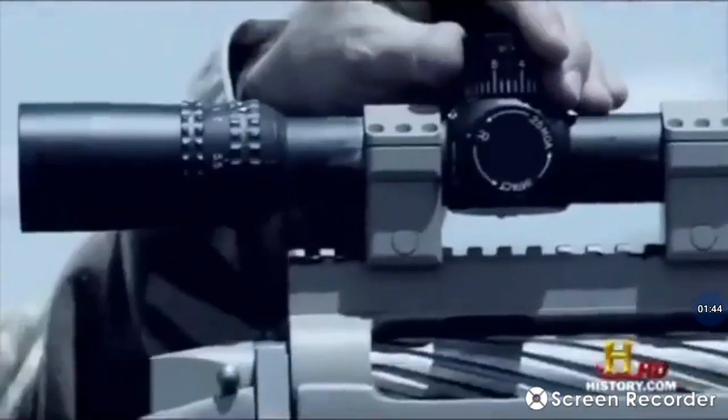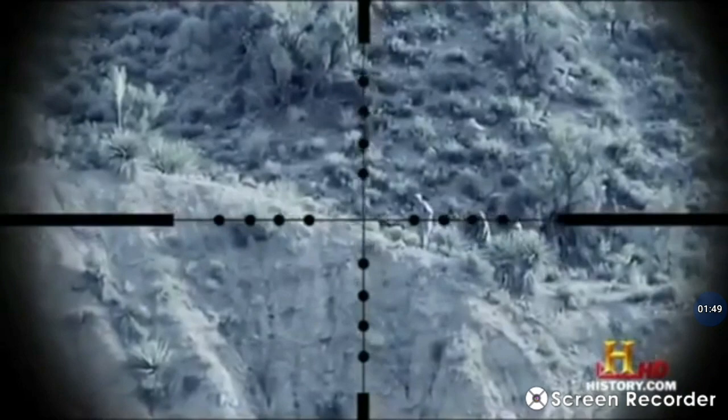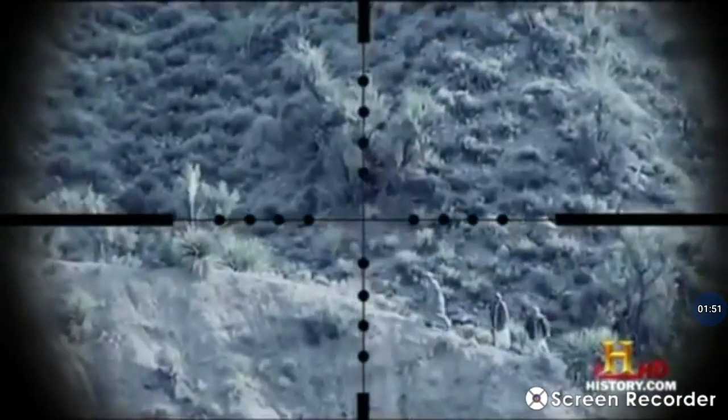I max out my elevation drum. My windage is maxed out. So I'm halving up my scope. And what I mean by that is I'm leading with my mil dots, but I'm also using my mil dots for elevation as well. So I'm kind of halving my scope to where I believe my point of aim is.